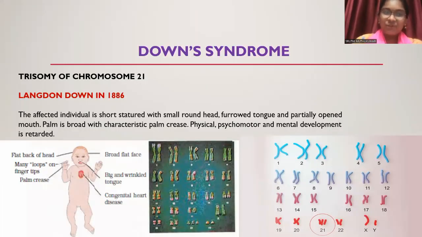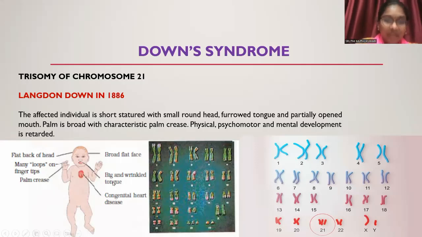Coming to Down syndrome. As I explained earlier, Down syndrome is due to trisomy of chromosome 21, and Langdon Down discovered it in 1886. The characteristics of Down syndrome are that the affected individual is short-statured with a small round head, furrowed tongue, and partially open mouth. The palm is broad with a characteristic palm crease, and physical, psychomotor, and mental development are retarded.